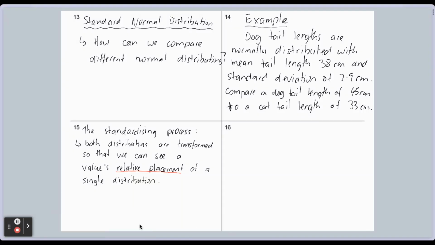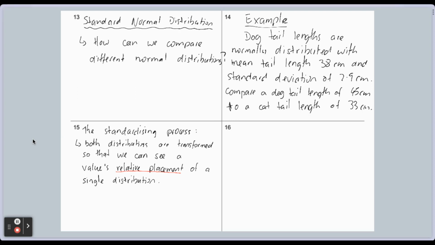So the standard normal distribution is designed to answer the question: how can we compare different normal distributions? Hopefully you've had a moment to write down the example here. I'm continuing on my pet theme: dog tail lengths are normally distributed with mean tail length 38 centimetres and standard deviation of 2.9 centimetres. I've asked you to compare a dog tail length of 45 centimetres to a cat tail length of 33 centimetres. Now, one comparison would be the dog tail length is longer.